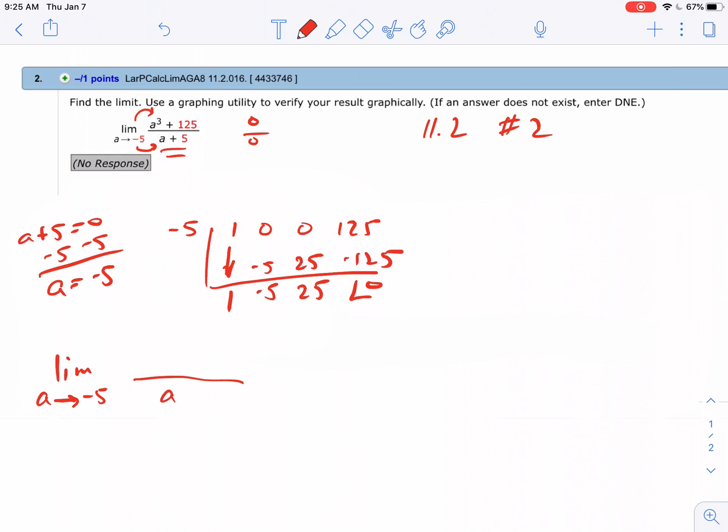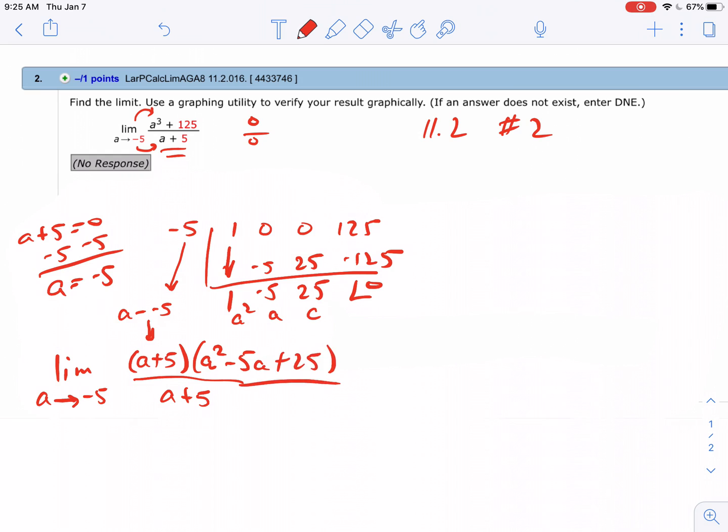On the bottom, I have that a plus 5. On the top now, I know I have a plus 5 as well, because remember, you say a minus -5, right? That's what that is. And then over here, this is my a squared, this is my a, and this is my constant. So I have 1a squared minus 5a plus 25.